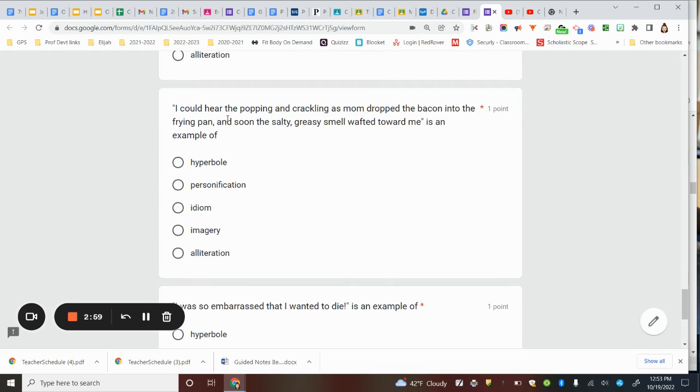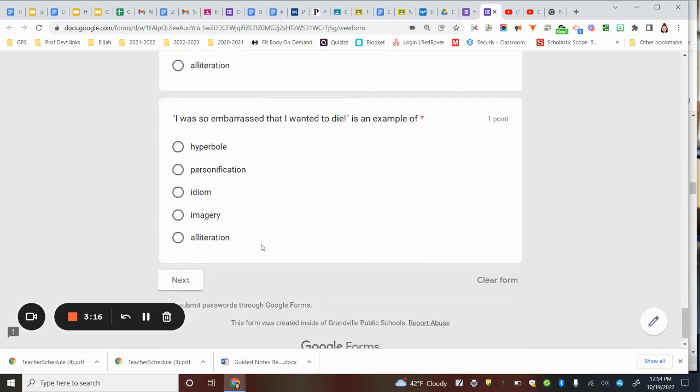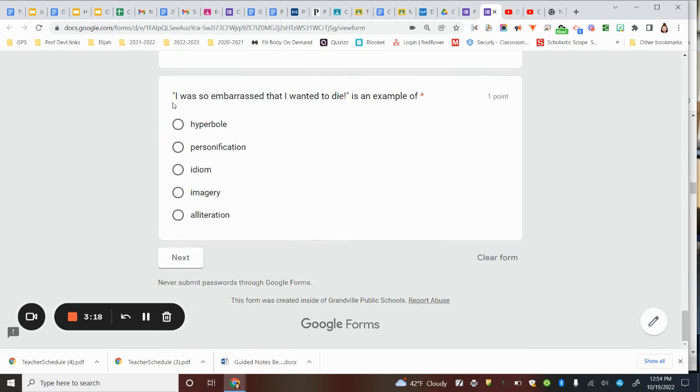The next one. I could hear the popping and crackling as my mom dropped the bacon into the frying pan, and soon the salty, greasy smell wafted toward me. This is an example of hyperbole, personification, idiom, imagery, or alliteration. Last one. I was so embarrassed that I wanted to die. This is an example of hyperbole, personification, idiom, imagery, or alliteration.